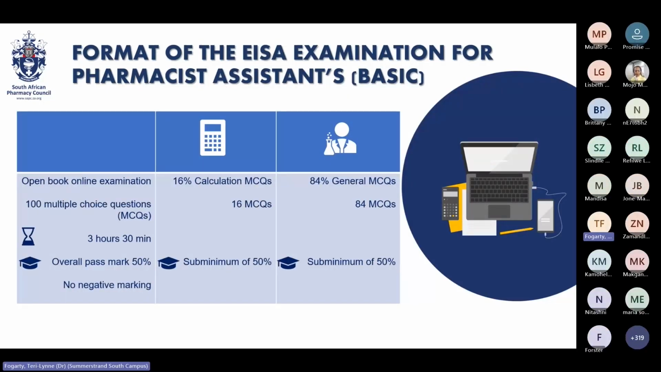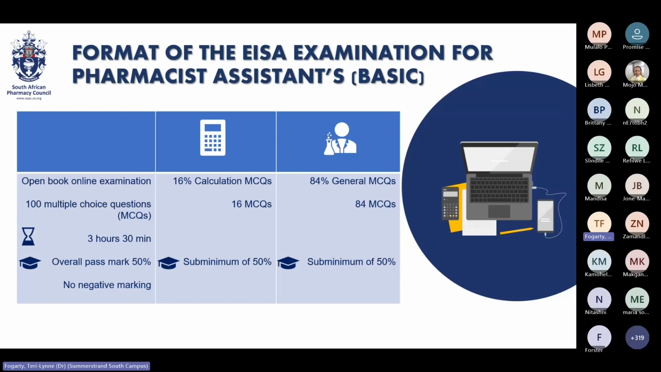So the format of the EISA exam, I hope you all know what EISA stands for. We use this terminology, and maybe some people don't actually know what this stands for. The EISA is External Integrated Summative Assessment. And so if you hear us talking about the EISA, that is what we mean, and the terminology is used specifically for the basic and the post-basic qualifications.